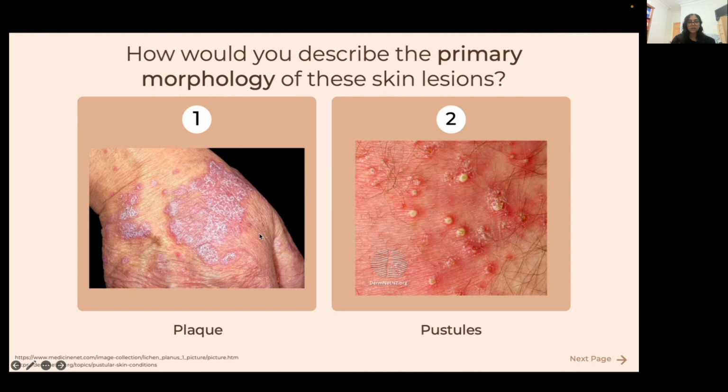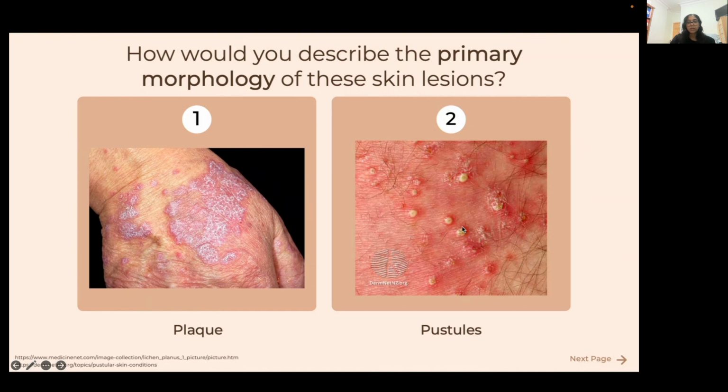It's hard to tell because we can't work out the diameter accurately from these images, but I agree, we can see that it's quite big. It goes over a large area of the hand and it's quite obviously palpable, so this would be a plaque.